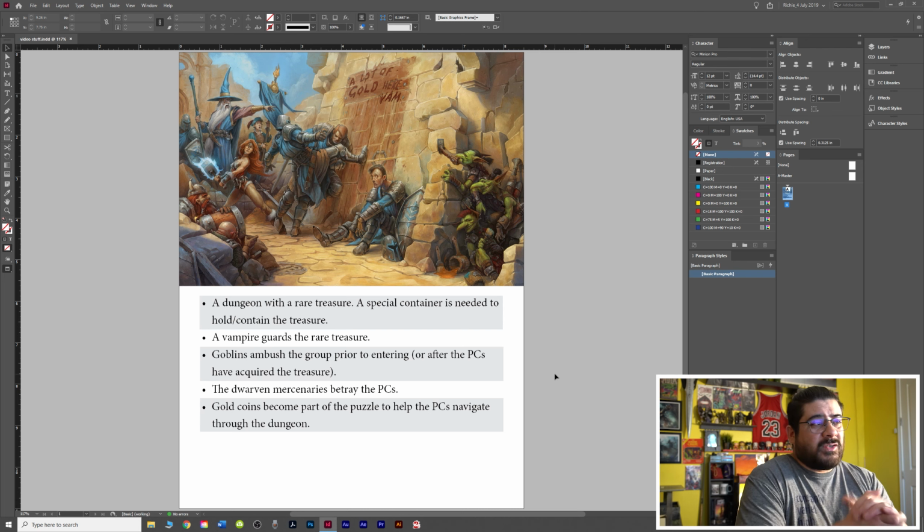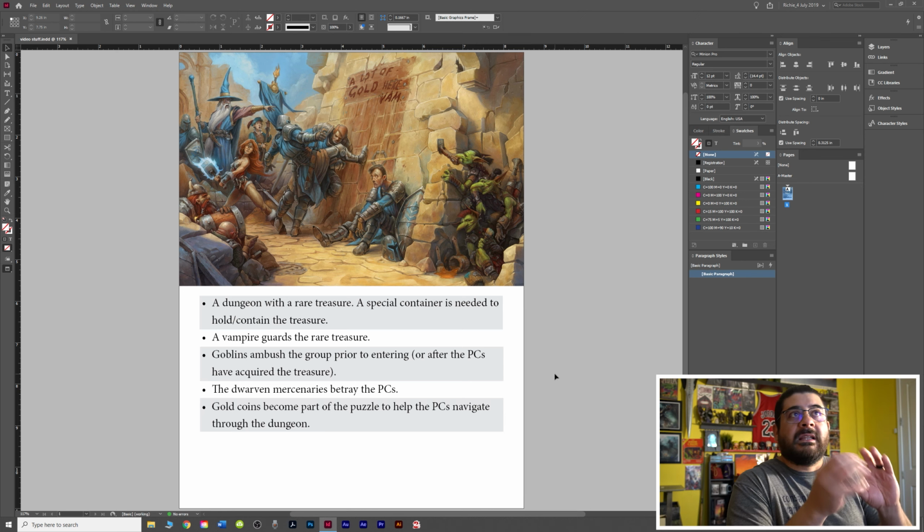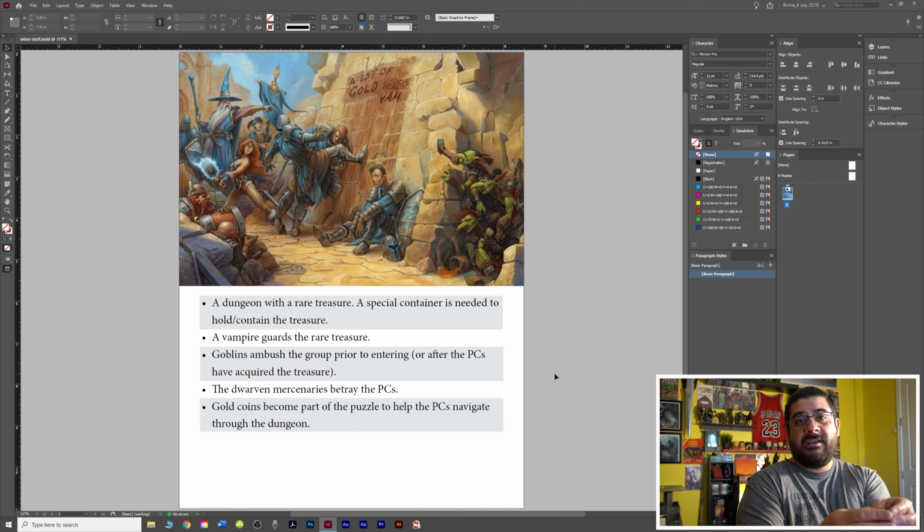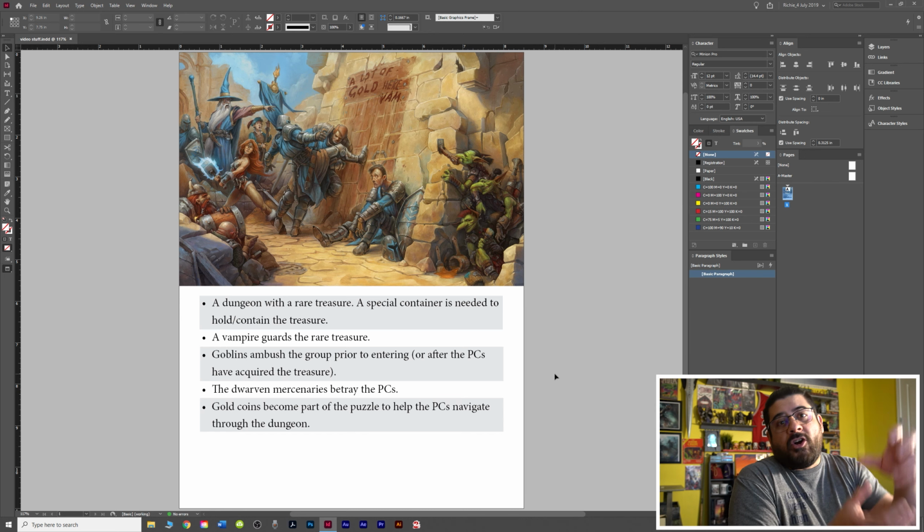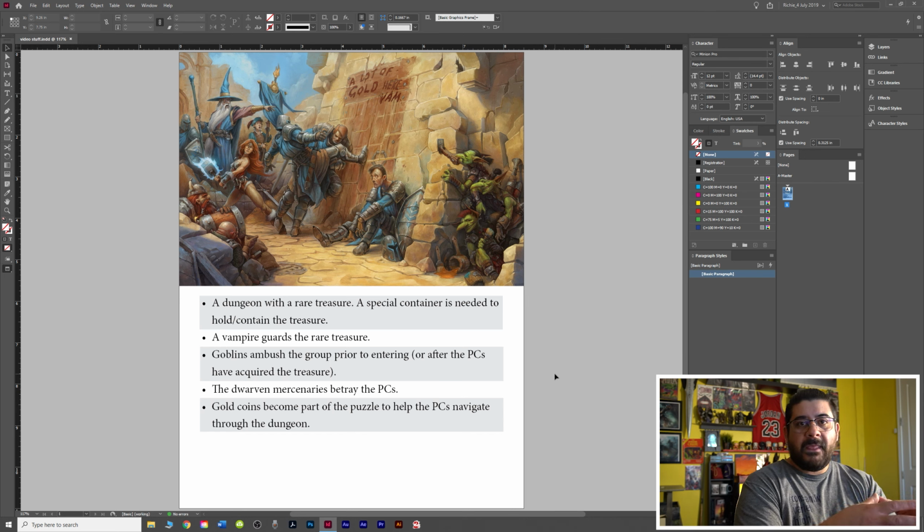You start asking questions. Why does this treasure need to be contained in a special way? Think of it from a prison point of view. Maybe the rare treasure is something alive. Maybe it's like a mini shield guardian or a construct or something. Maybe it's a phylactery that actually can speak to you, and the rare container keeps the curse at bay or something like that. So just having a special container to hold the rare treasure starts to bring about this really interesting question and answer system of what the hell treasure is that? And there's a lot of excitement there.